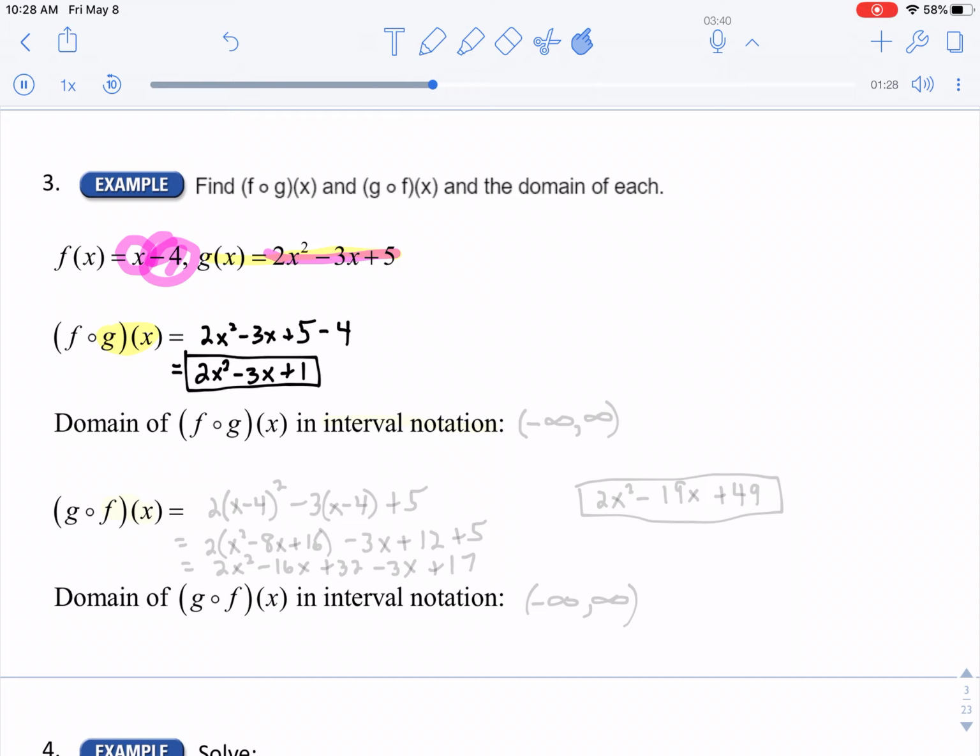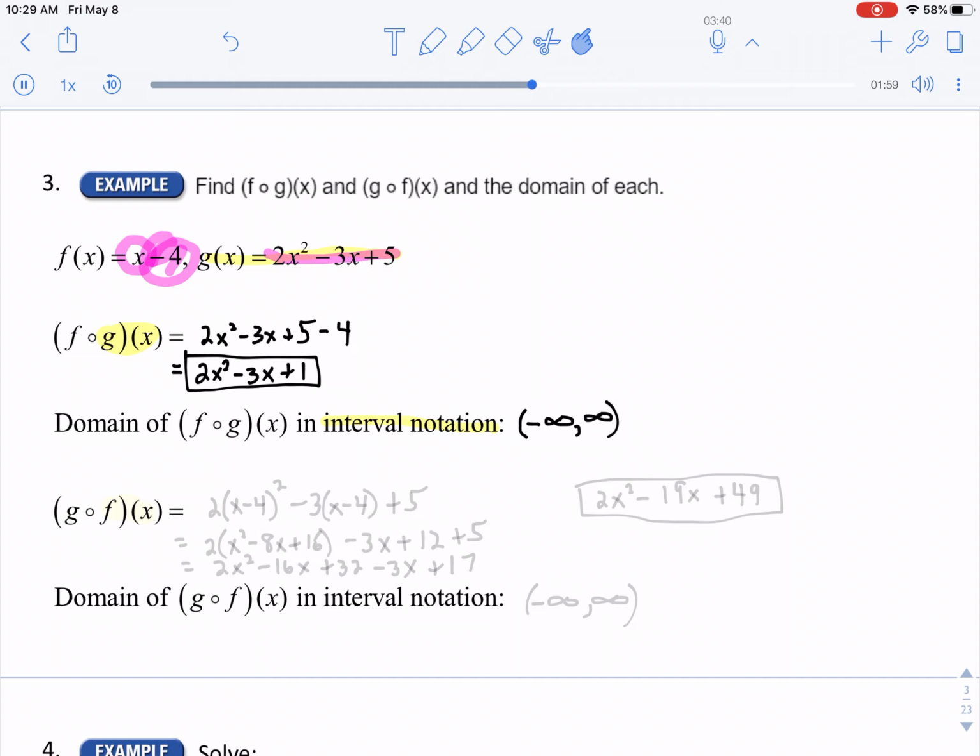Right now, the domain. Since there's no x in a fraction, and there's no restrictions on what x can be, no radicals involved, x can be anything. That means our domain is all real numbers, but it's going to want it in interval notation. So if you don't give the answer in interval notation, then you've missed part of the problem. Interval notation means, for all real numbers, we want all the real numbers from negative infinity to infinity. And that's the domain.